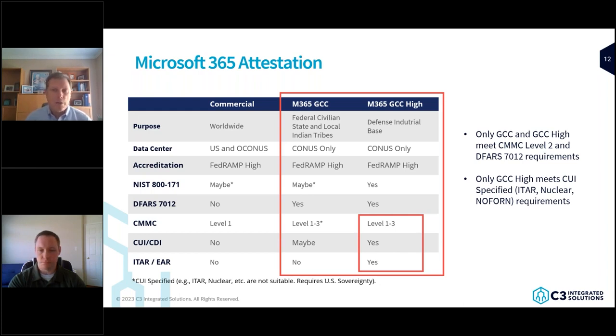So there are scenarios where GCC is an appropriate answer for folks that are looking for level 2 compliance with CMMC and DFARS 7012 compliance, but do not need that data sovereignty requirement. As soon as you move into what we call CUI specified or a data sovereignty requirement, things like ITAR required export controls, that's what's going to push most clients into a GCC High type of environment.